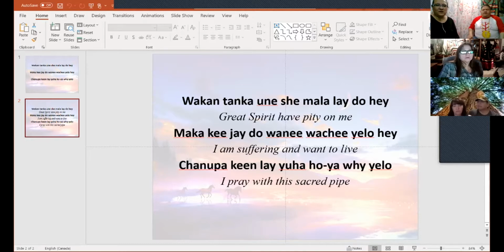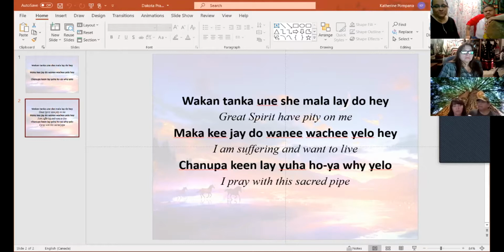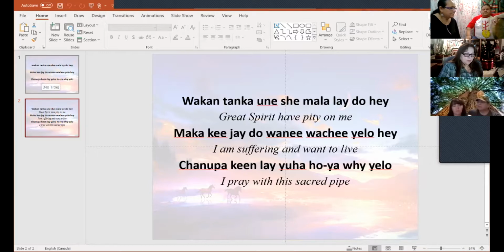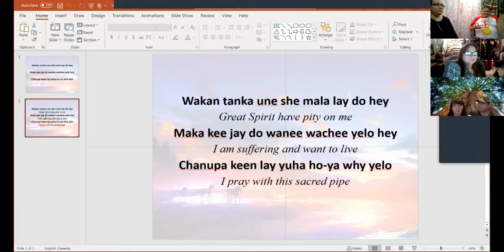So we thought it might be a little bit complicated, but it's a really nice song. It's a pretty song to sing, and it's one that I sing in my sweat lodges, and when I do ceremony, when I do a pipe ceremony, I'll sing this song, or I'll have my helpers sing this song for me. So we'll do it one time.